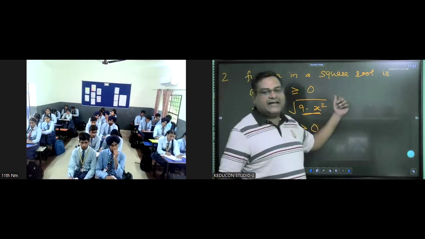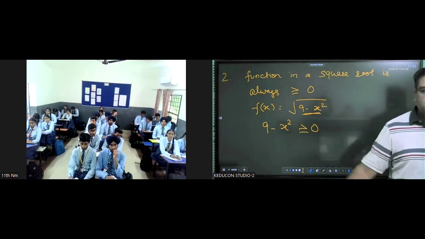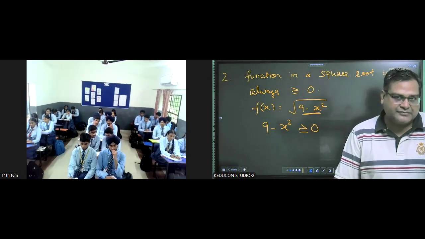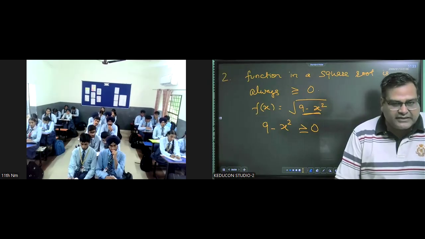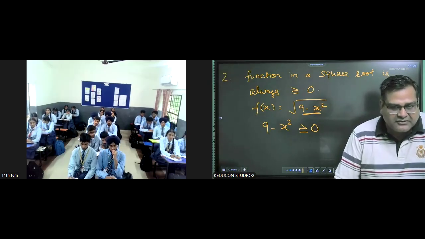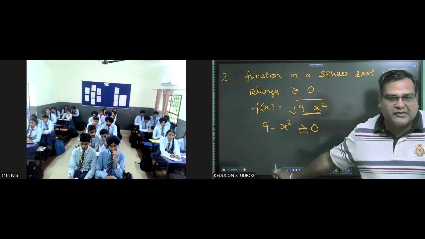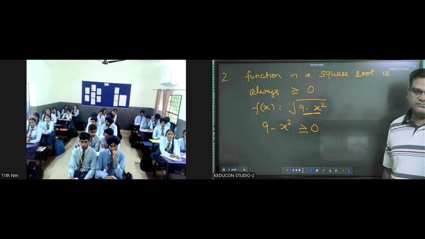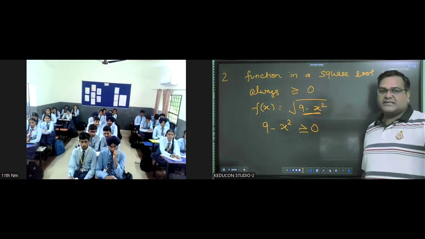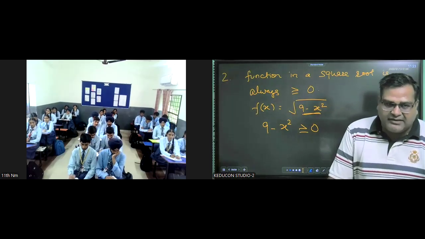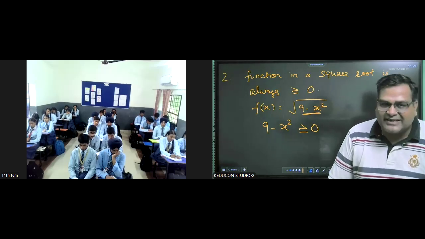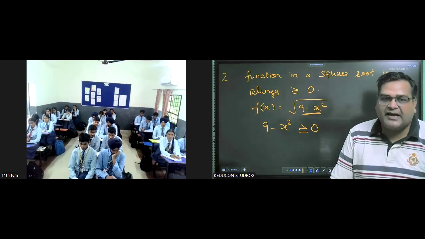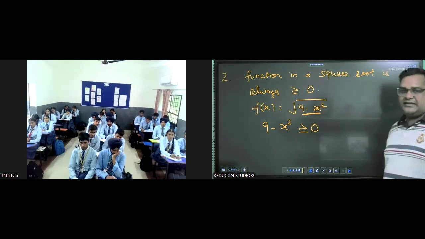Can anybody tell me why this is so? Who will tell me, please? Anyone? Yes, students, who will tell me how to find out the domain? Why we are taking it greater than equal to 0? Yes, beta, please come and tell me on the mic. Anyone who knows it. Sir, please send someone who can explain to me why this function should be greater than equal to 0.